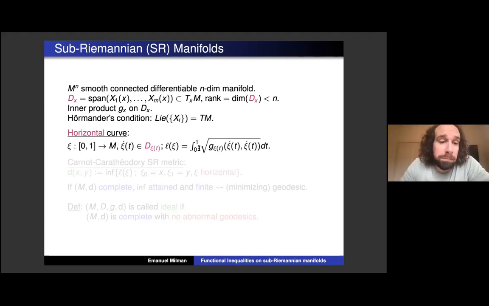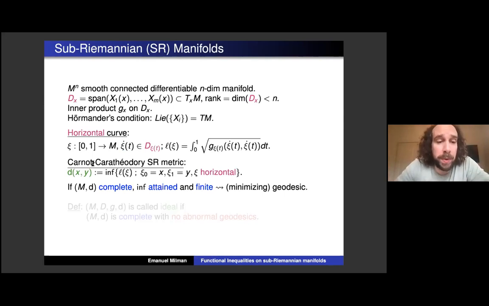And now that we have a notion of length of legal curves, we can talk about the so-called Carnot-Carathéodory sub-Riemannian metric, in which the distance between two points X and Y is defined as the infimum over all lengths of curves which are legal, which are horizontal, connecting X and Y. Okay, you take the most efficient path. And as we said, thanks to Hörmander's condition, this is always going to be finite.